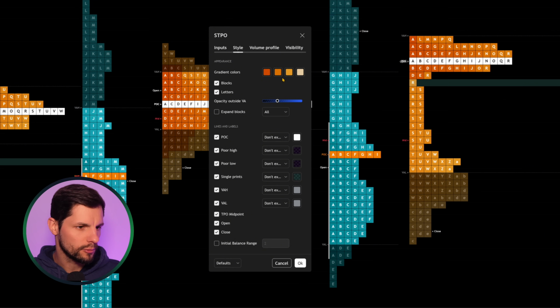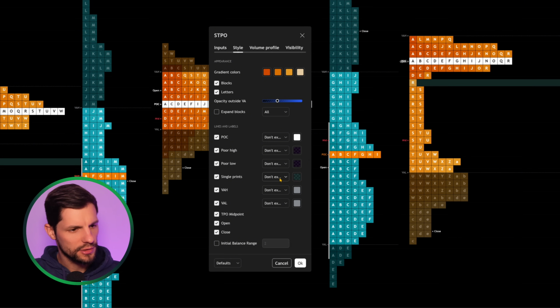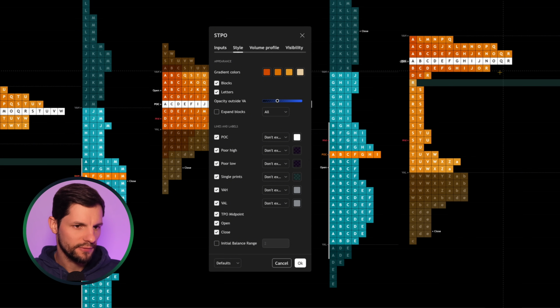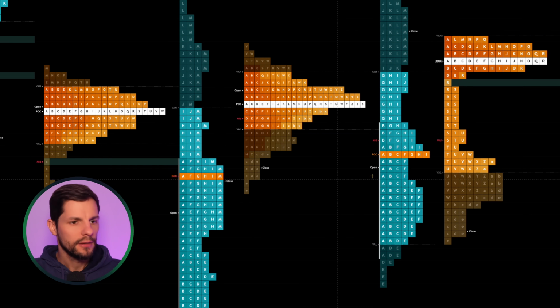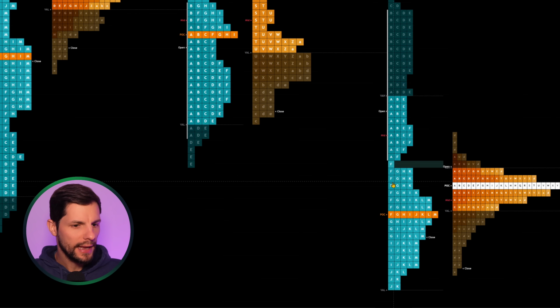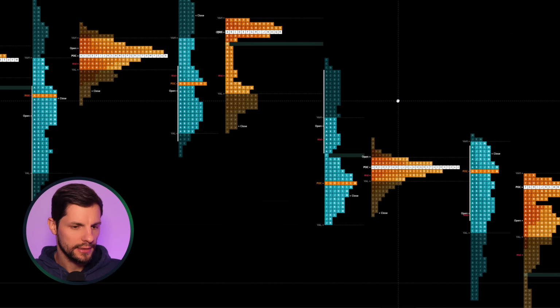So one is orange, the other one is blue. And I have it as don't extend any of these. You can extend, for example, the single prints, which is a good idea sometimes because you want to see those inefficiencies being filled. But apart from that, there's really not much to set in here. And then the rest, you just obviously follow along with the profile shapes, value, and you can have them set on your charts just like this.